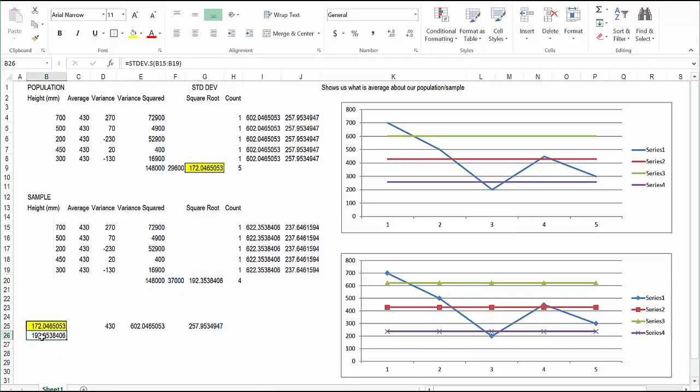So again, for this sample standard deviation, you would do the same thing. Your average is still 430. You would still take the average and add 1 standard deviation to it, or take the average and subtract 1 standard deviation from it, and that gives you this predicted range. And so hopefully this helps a little bit as far as how standard deviation can be calculated.